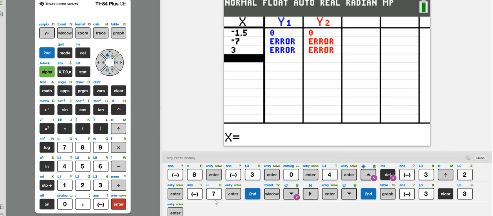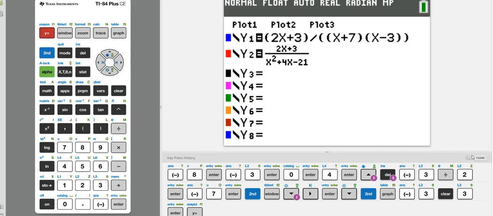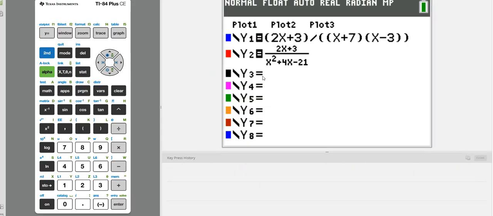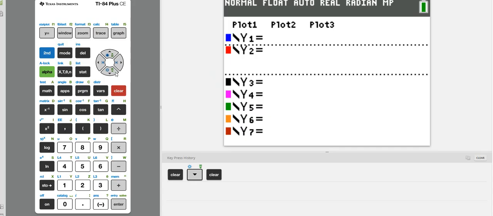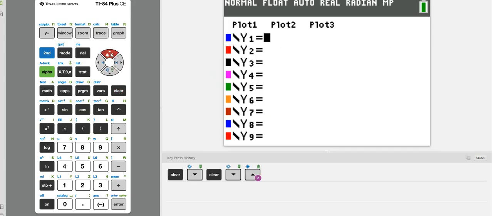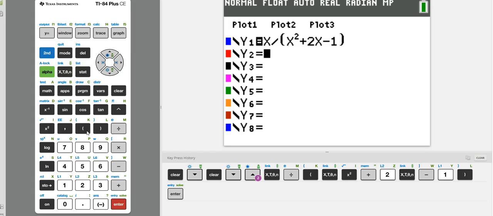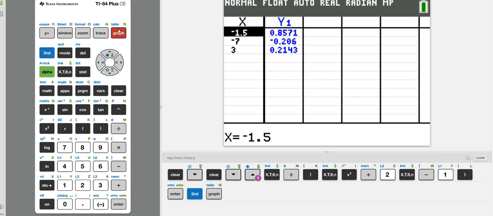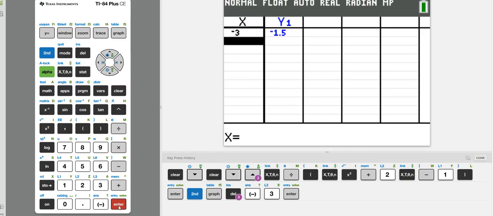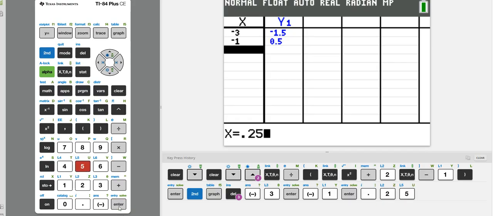Let me put that function into our calculator. That's another easy mistake to make, not changing the function in your calculator. Let's clear out those. And I'm just going to do it this way: x divided by parentheses around the entire denominator, x squared plus 2x minus 1. Let's put in our test points. Negative 3, negative 1, 0.25, and 1. Oops.